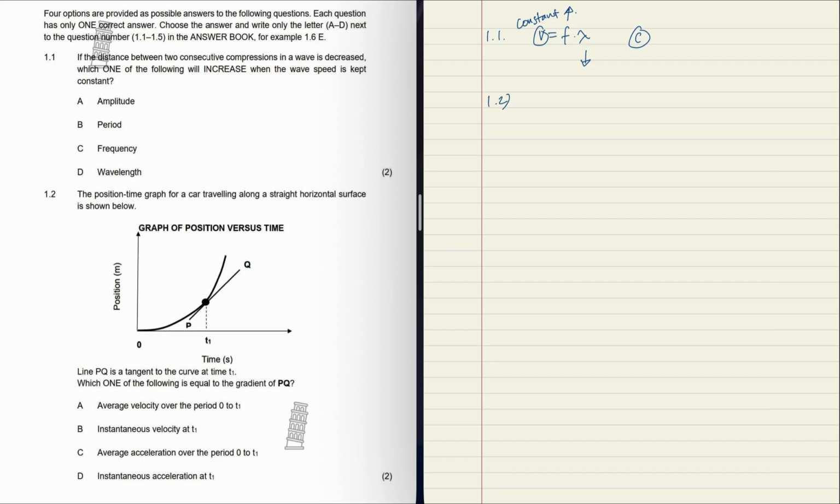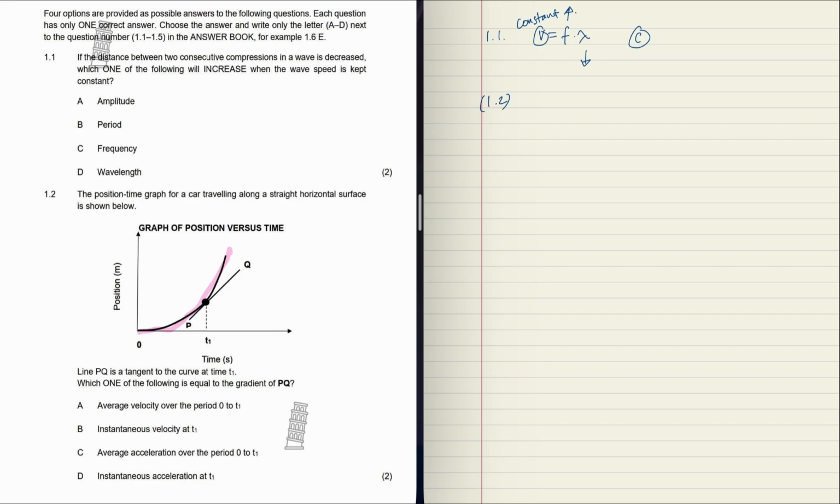Question 1.2. The position time graph for a car traveling along a straight horizontal surface is shown below. Now, this position time graph shows us that the velocity of this car is increasing as time passes. Line PQ is a tangent to the curve at time t1. Which one of the following is equal to the gradient of PQ?